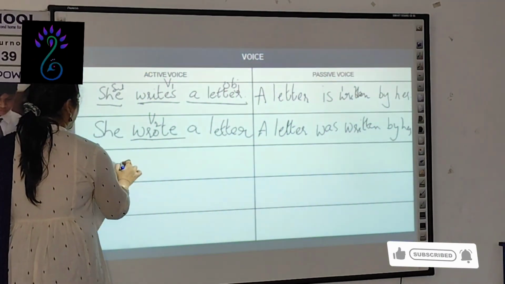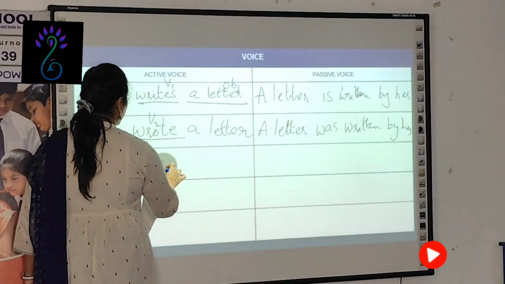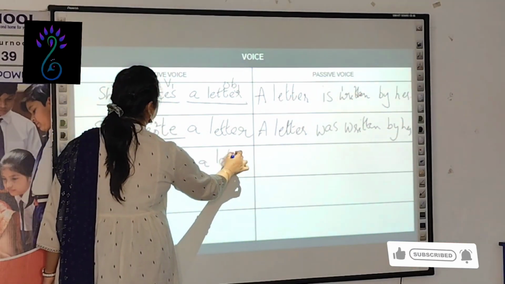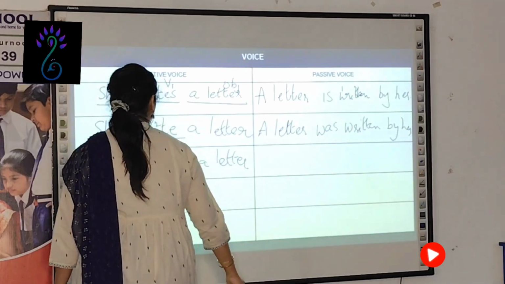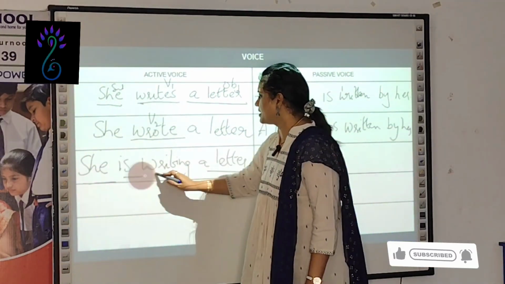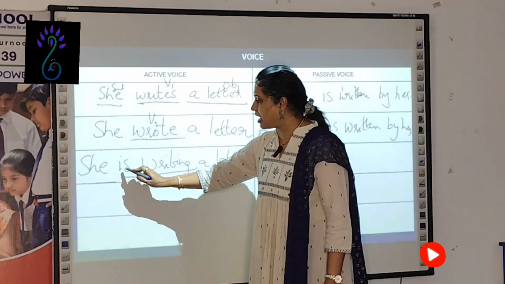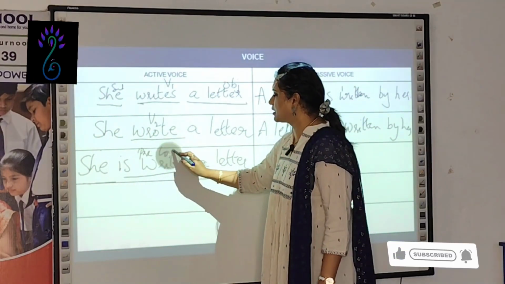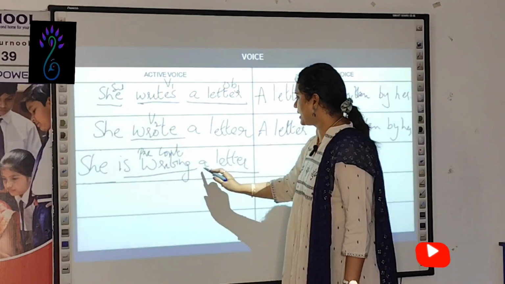Now we'll see this in continuous form. She is writing a letter. What will you do? The same thing. Identify the subject. Because there is is, it is present, and there is an ing form, so it is continuous tense, present continuous tense. A letter.